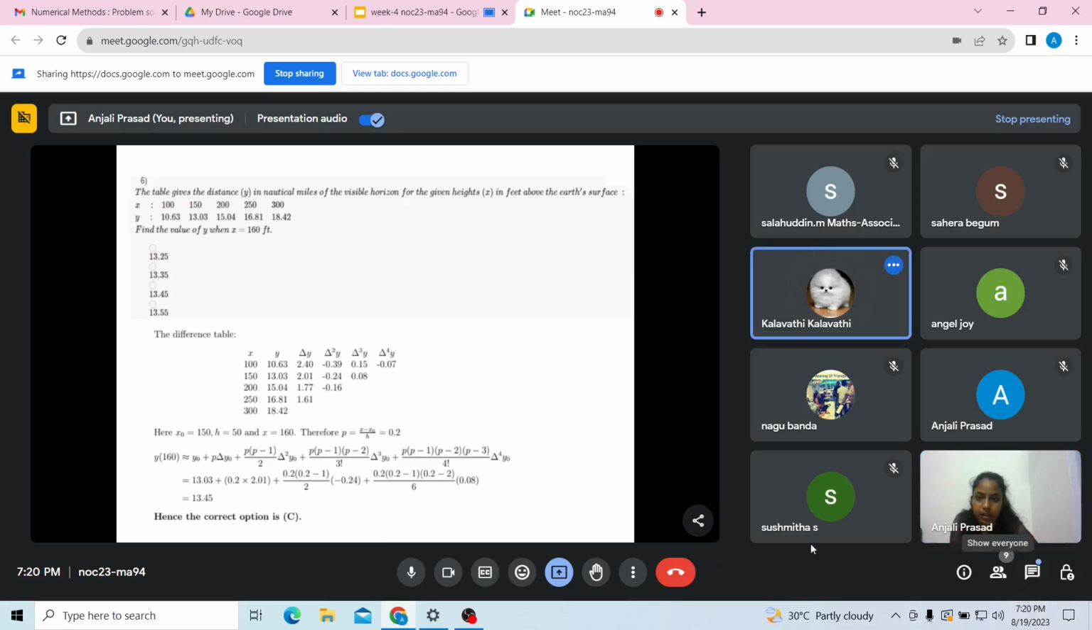Yes, ma'am. Take x naught as 100 and h as 50, and x is equal to 160. Substitute here. So you will get 160 minus 100 by 50, that is 60 upon 50, right?